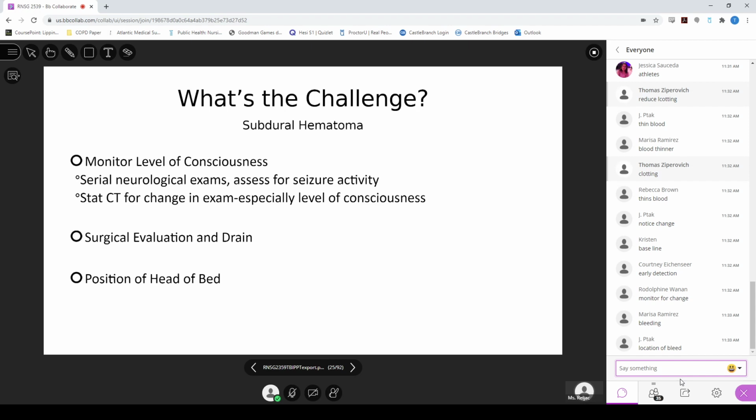You can also do subdural drains. These are minimally invasive. They're usually a bedside procedure with a little bit of local anesthetic, and it's a closed system type of evacuation where it's constant removal. And then position of the head of the bed. Why is this important, and where should the head of the bed be?